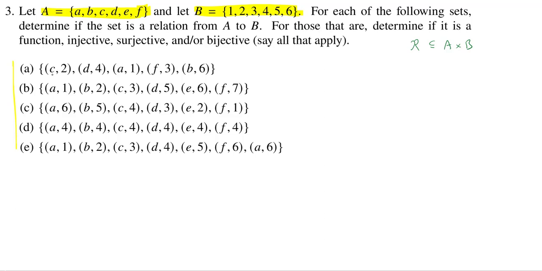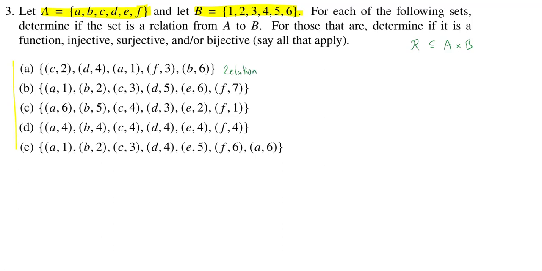Let's take a quick peek through these. First, everything in the first component should be from A, which is A, B, C, D, E, F. And everything in the second component should be from B: 1, 2, 3, 4, 5, 6. So let's look at the first component: C, D, A, F, B. Yep, we're good. 2, 4, 1, 3, 6. No problem there. So this is a relation.